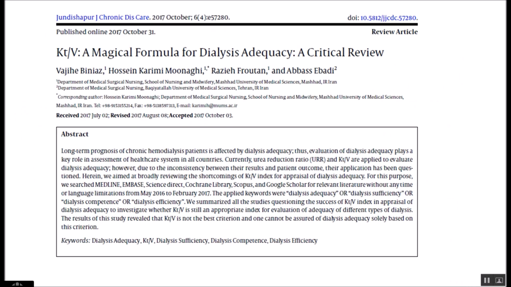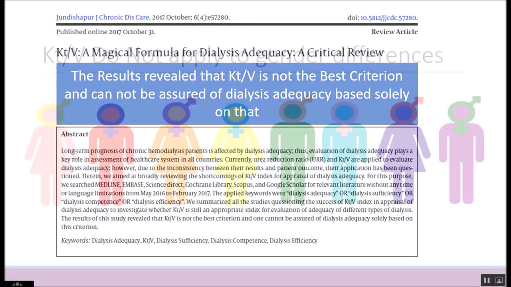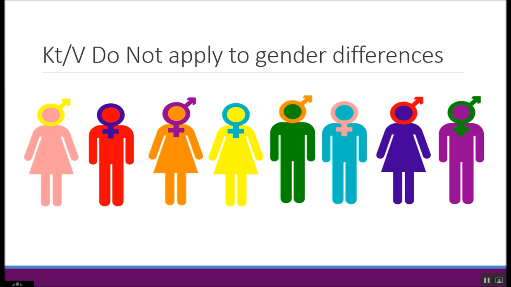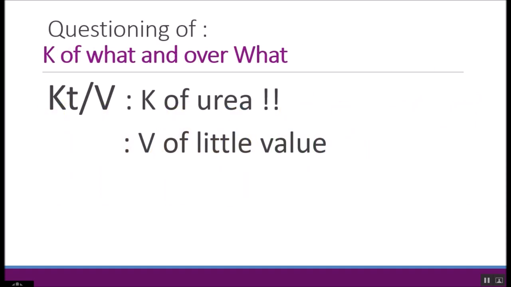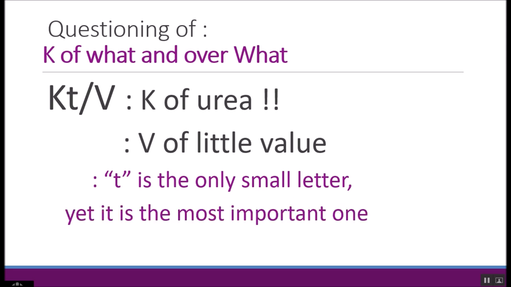Kt/V, a magical formula for dialysis adequacy? In this clinical review, the results reveal that Kt/V is not the best criterion, and dialysis adequacy cannot be assured based solely on that. So you need more markers besides Kt/V. Kt/V does not apply to gender differences. And Kt/V, K of what? Of urea, which is a very small solute, and over the volume of distribution, which varies between genders and weight of the patients. While t is the only small letter, still, it is the important one.